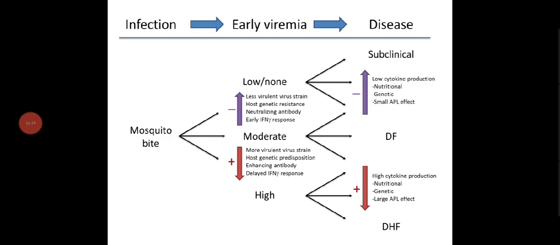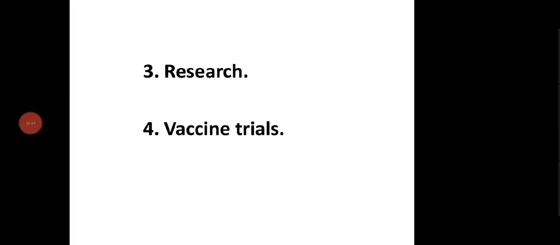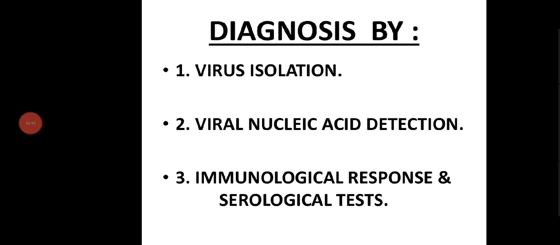This is the graphical representation here. And the laboratory diagnosis, rapid and accurate dengue diagnosis, is very important for the following reasons: clinical management, epidemiological services, research and vaccine trials. Epidemiological surveillance requires early determination of dengue virus infection during an outbreak for urgent public health action towards control. A survey should be done to see the outbreak of the disease.